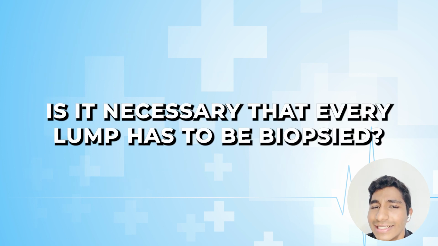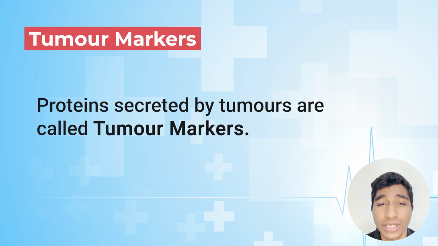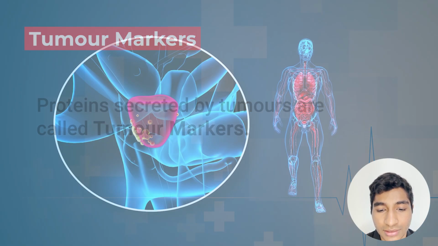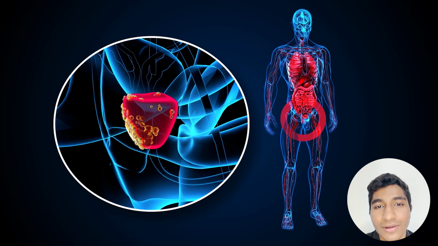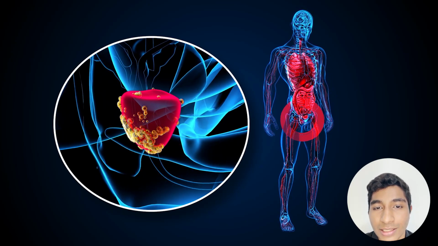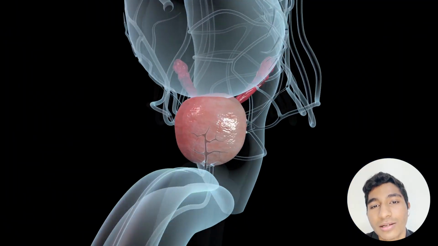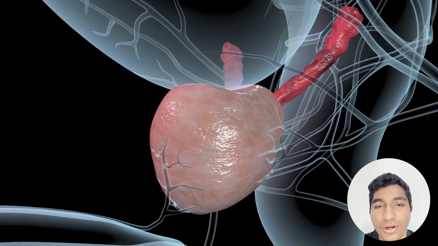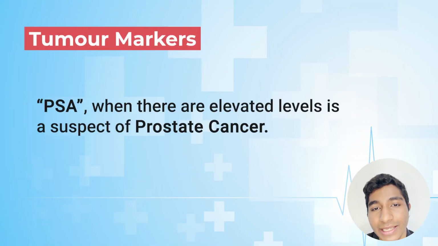Now, is it necessary that every single lump has to be biopsied? Not necessarily. Tumors release a few proteins called tumor markers, right? And now these tumor markers basically indicate whether this is a specific tumor or if it's just a growth. So a very well-known tumor marker is in prostate cancer, or in tumors of the prostate. PSA is released. And this PSA, when the levels are elevated, we always suspect prostate cancer.